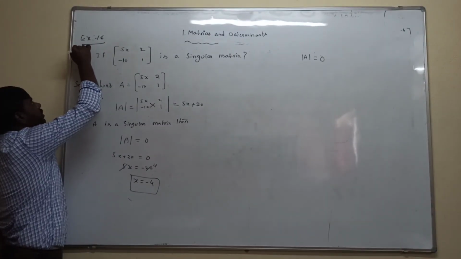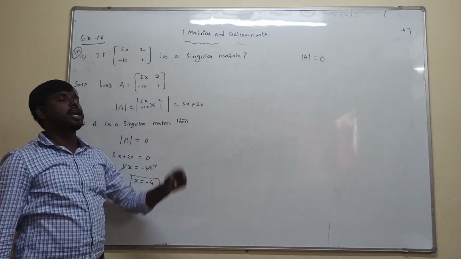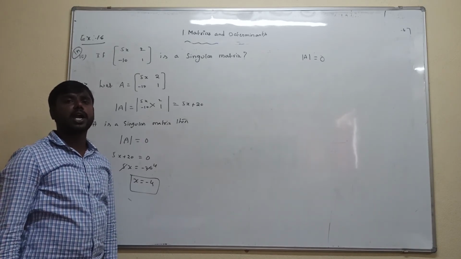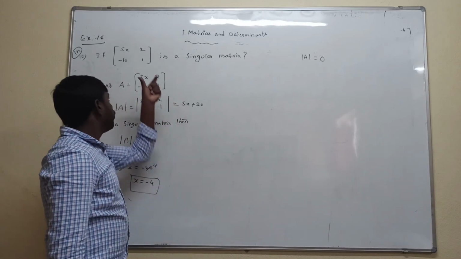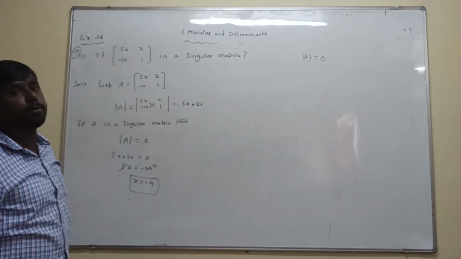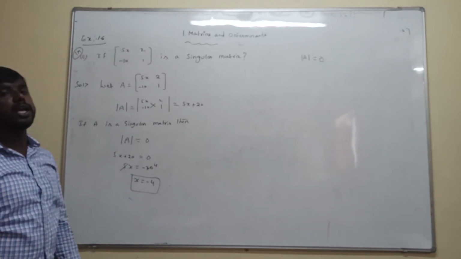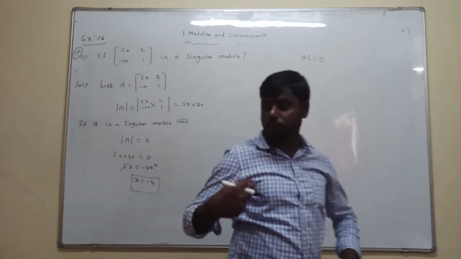This type of question, the last question, is very important. Because for a singular matrix, the condition is that A is a square matrix and is said to be singular if the determinant of A is equal to 0. We take the determinant of the given matrix equal to 0 and we get the x value. This is the solution of this question. I think you understand this question.